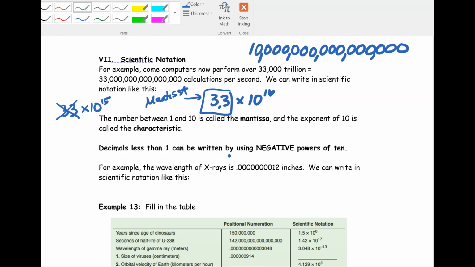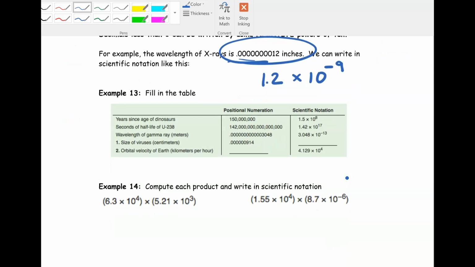If you want a number that's smaller than 1, like this number right here, you can use a negative exponent. I would make the mantissa 1.2 because that number is between 1 and 10. Then times 10 to the negative, I would put my decimal between the 1 and 2 and count 1, 2, 3, 4, 5, 6, 7, 8, 9. It's got to go to the left, so it's going to be negative 9. So negative exponents are small numbers. Positive exponents indicate big numbers.